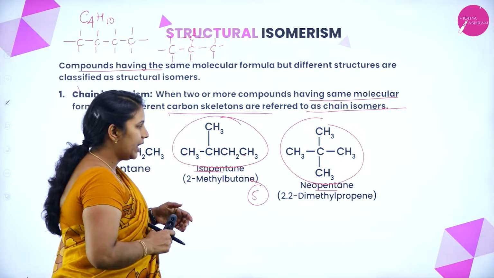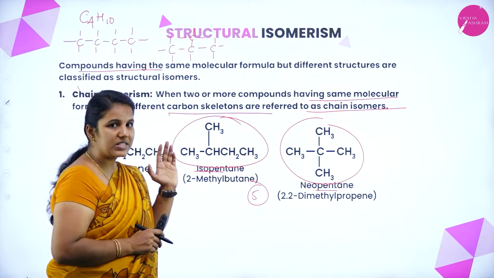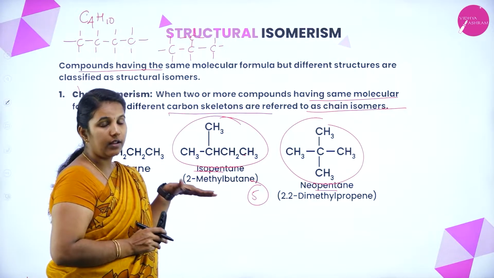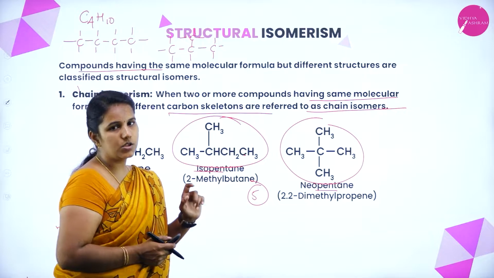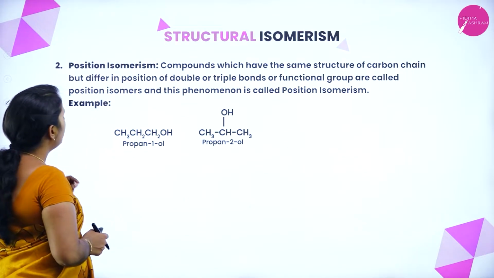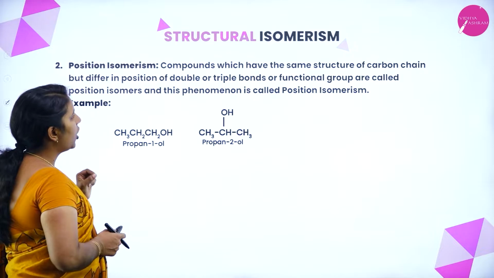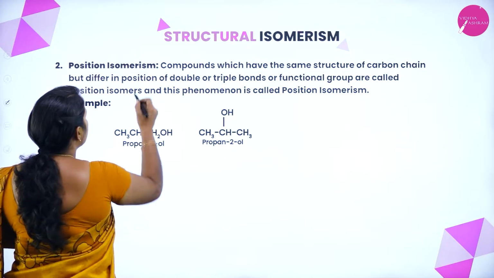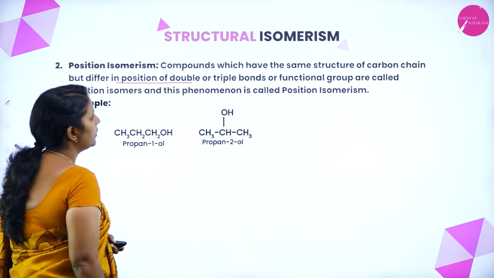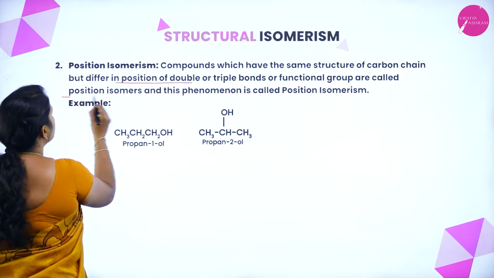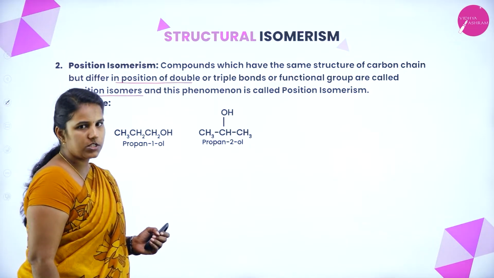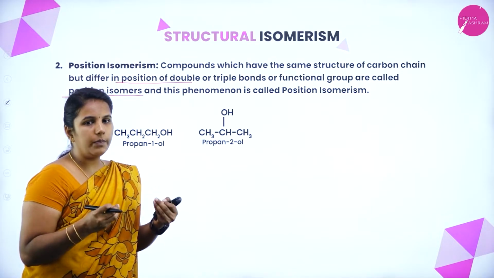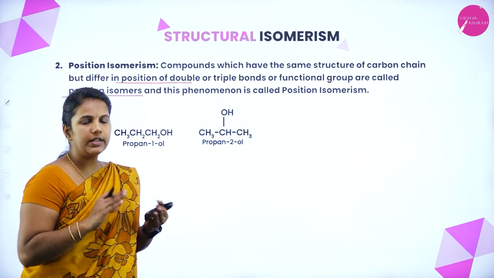So this indicates that even though the compounds have the same molecular formula, the carbon skeleton looks different. Hence it is known as what? Chain isomers. Next we have positional isomerism. The compounds which have the same structure of carbon chain but differ in the position of the double bond or the triple bond or the functional group are called positional isomers, and the phenomenon is called what? Positional isomers.